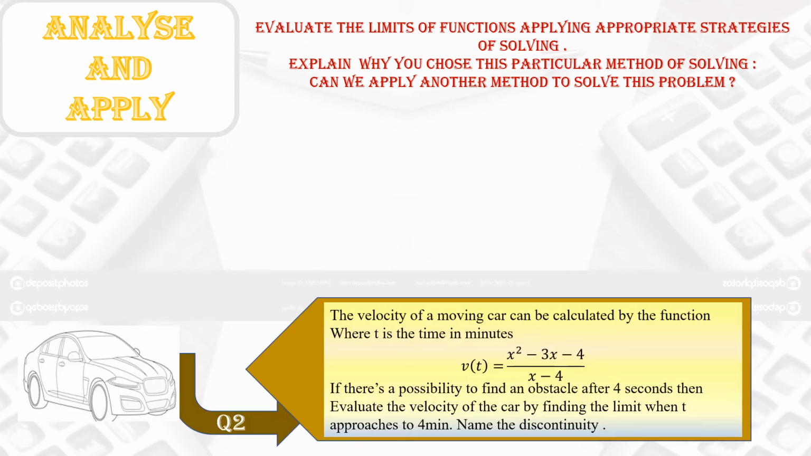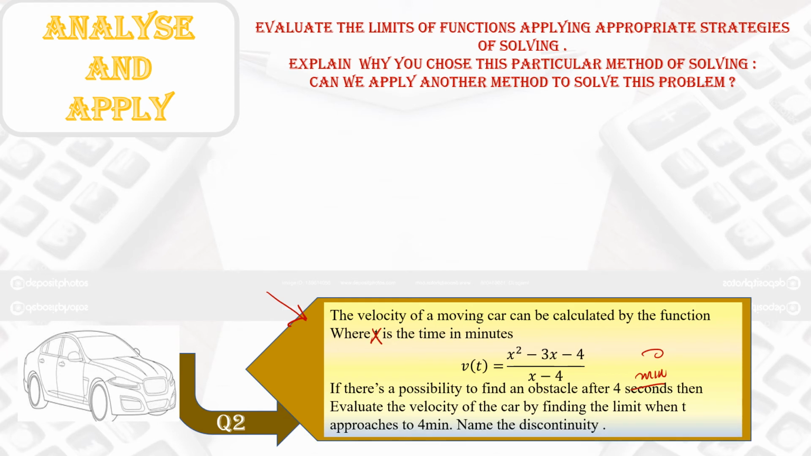Now in question number 2, it is said that the velocity of a moving car can be calculated by the function where x is the time in minutes. If there is a possibility to find an obstacle after 4 minutes, then evaluate the velocity of the car by taking the limit when time approaches 4 minutes. Name the discontinuity. So let's solve first of all the question by using the 4 minutes, so that it will become so easy. And after it, I will tell you what you have to do if seconds is written everywhere.